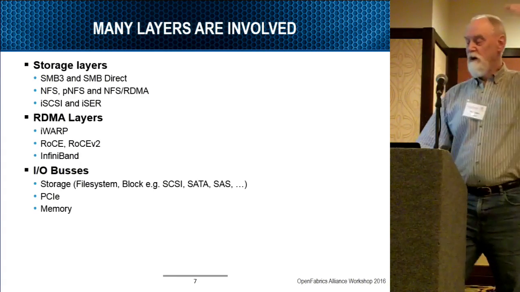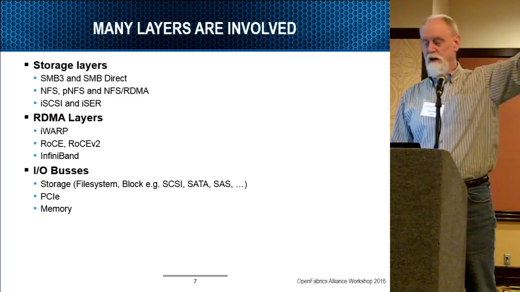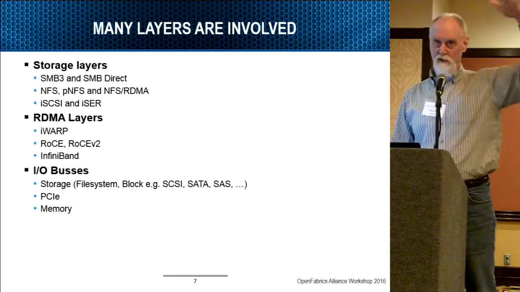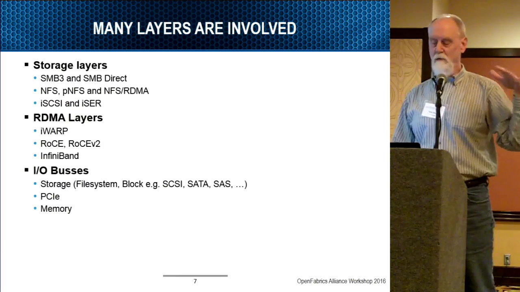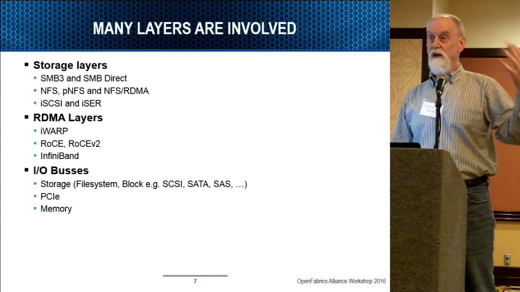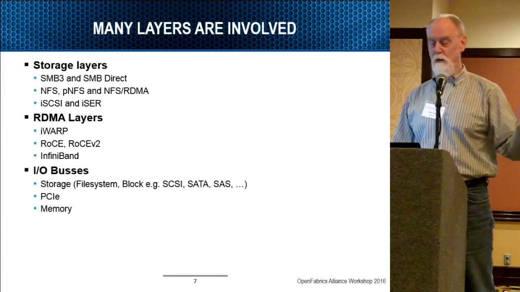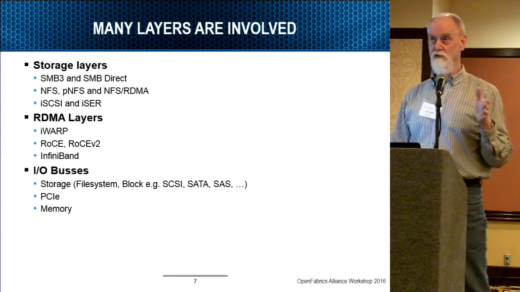Okay, let's start at the top. Many layers are involved. We have the storage layer at the top: SMB3 and SMB Direct, NFS, pNFS, NFS RDMA, iSCSI, and iSER, right? These are storage protocols up at the top. They flow through RDMA layers: iWARP, RoCE, RoCE v2, InfiniBand. And they reach a server that has an I/O bus, right? That NIC is sitting in an I/O bus. There might be a storage adapter in an I/O bus. There might be memory on the other side of that I/O bus, right?